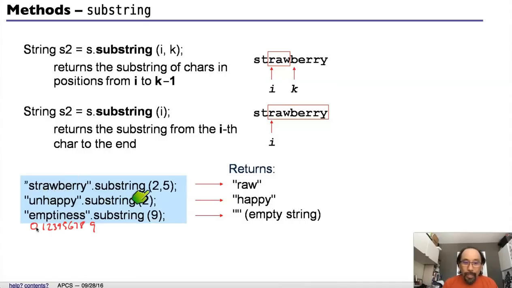So we have substring 2 to 5, which we showed up here. Substring 2, which starts with the H, gives us everything to the end, and returns happy. Okay.